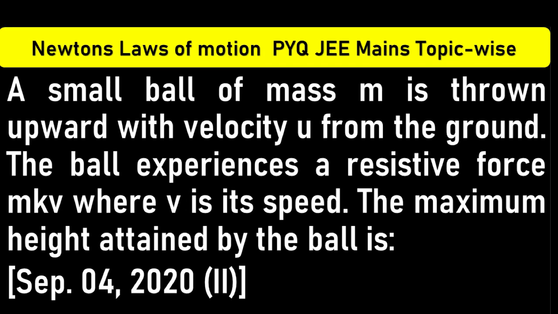A small ball of mass m is thrown upward with velocity u from the ground. The ball experiences resistive force mkv square, where v is its speed. The maximum height attained by the ball is.